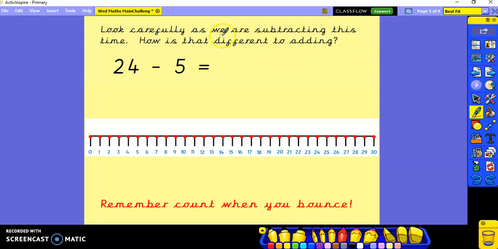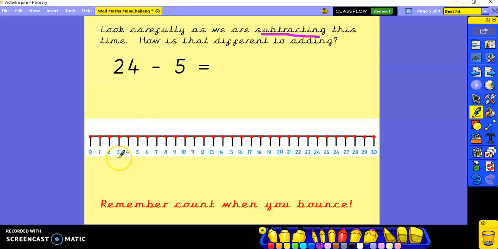So look carefully at this number sentence, as this time we are subtracting. Have a think, how is subtracting different to adding? What will we have to do differently on our number line this time? So 24 take away, or 24 minus, or 24 subtract 5.